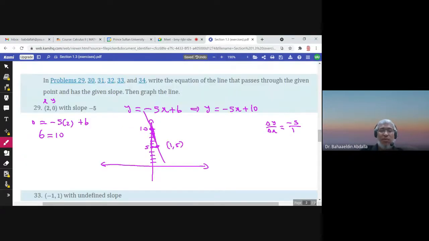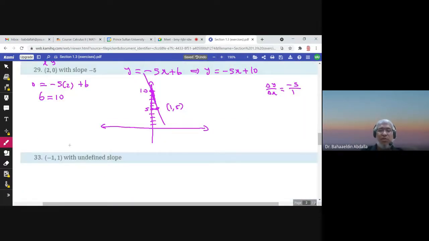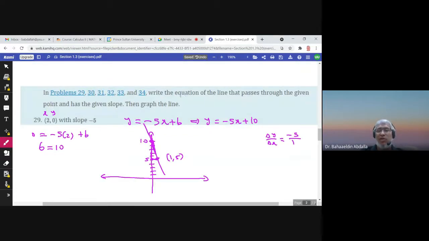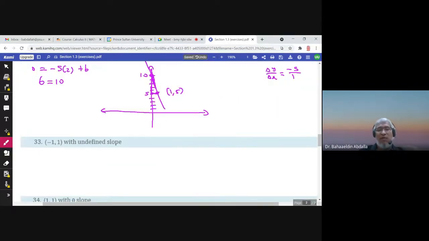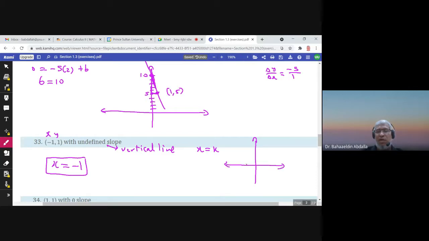Now, the line with undefined slope passes through this point. We need to find its equation. Well, if the line has undefined slope, then it's a vertical line. And the equation of the vertical line is x equals k or b or whatever number. So it passes through this point, so x is negative 1. So the equation of the vertical line is x equals negative 1. This is the vertical line with undefined slope that passes through this point. And it is easy to graph this line. You go 1 unit to the left, and this is x equals negative 1. This is the vertical line.